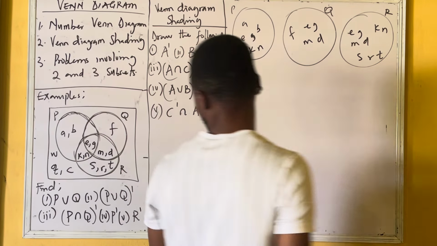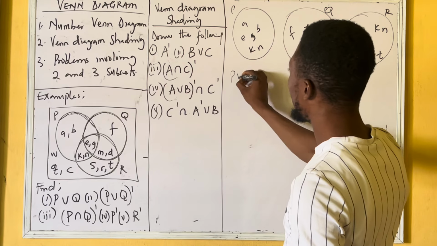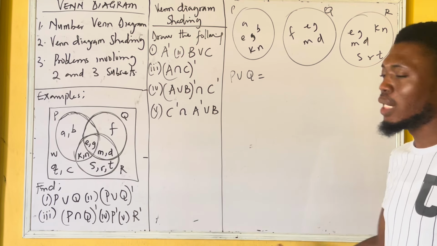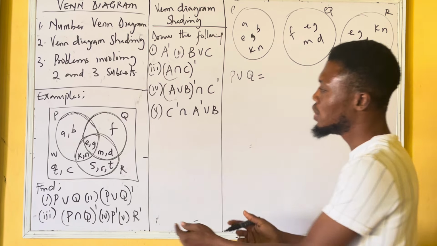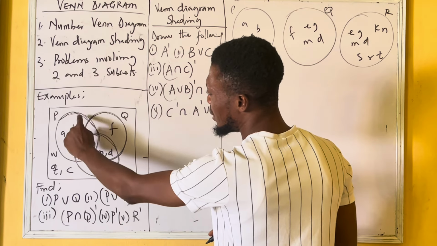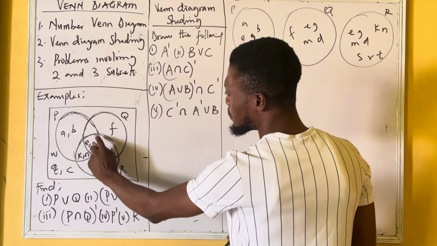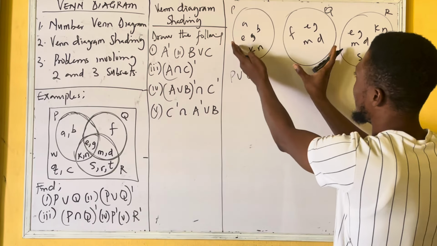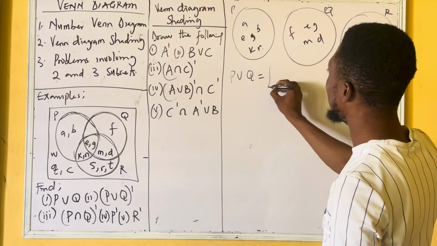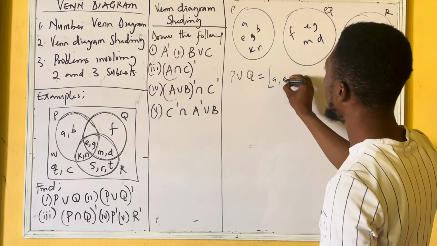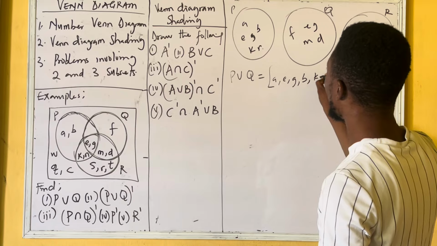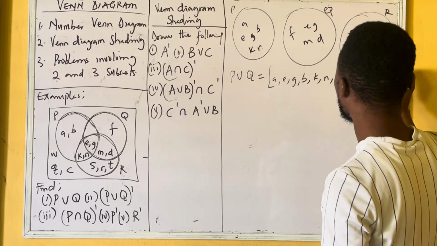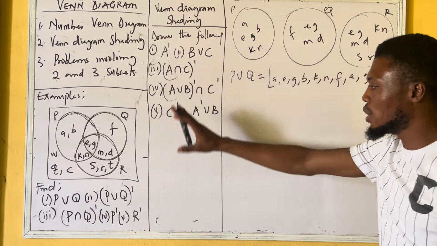Now, from here we can start. P union Q. If you want to write out the elements of P union Q, don't forget the other time I said union is everything. So P union Q means everything that you can see within the circles of P and Q. I've made it very easy for us, we just write out everything here. So the elements will be A, E, G, B, K, N, F, E, G, M, and D. So everything here, that's union.